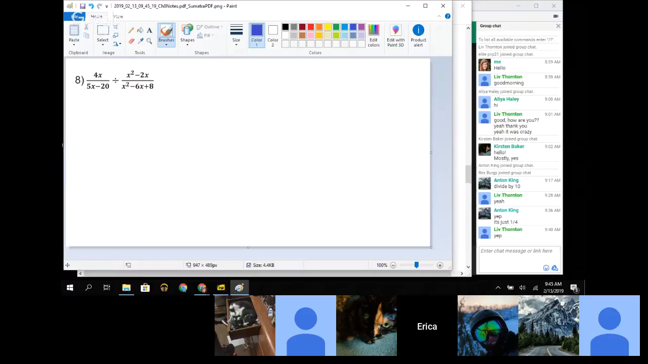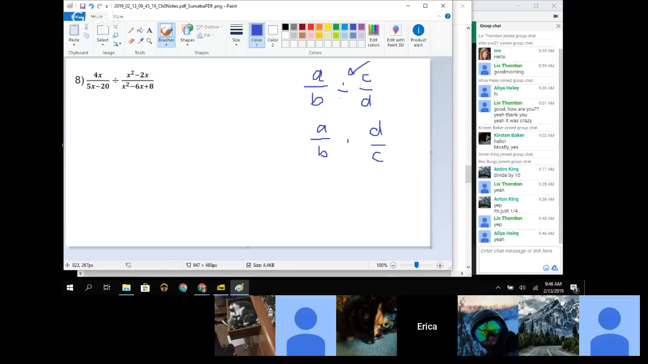So remember, back in your day, if you had A over B divided by C over D, if you're dividing by a fraction, what you do is you change it to multiplication by flipping the numerator and the denominator. Remember doing that? Sorta? Okay.